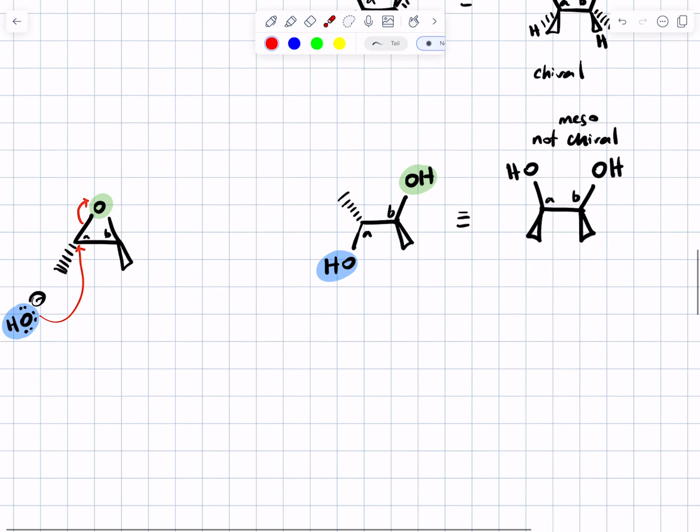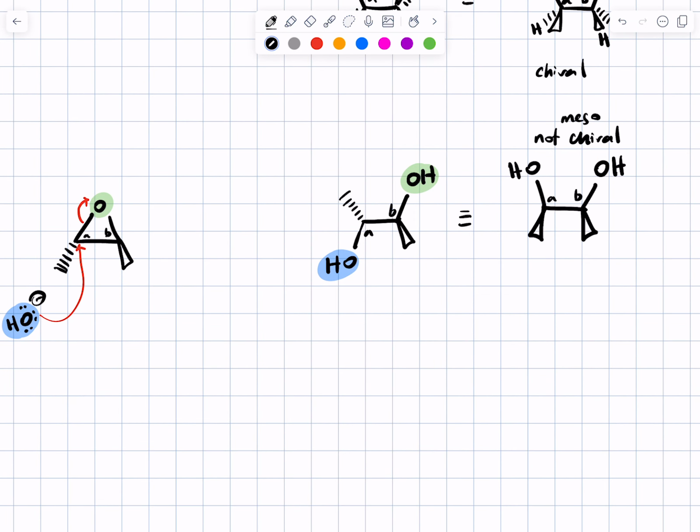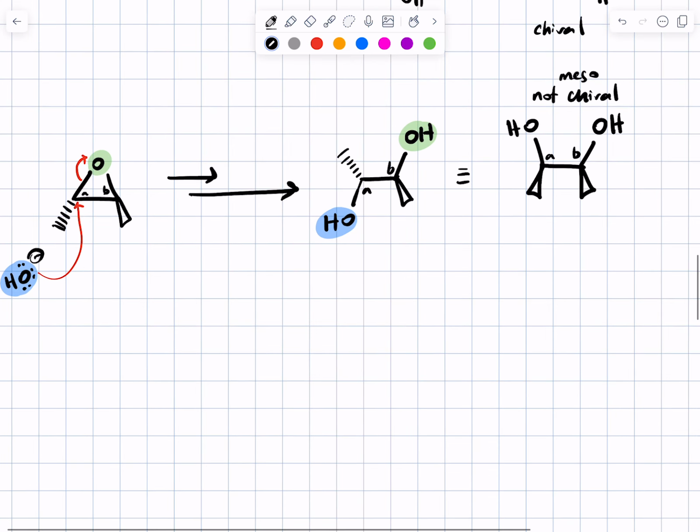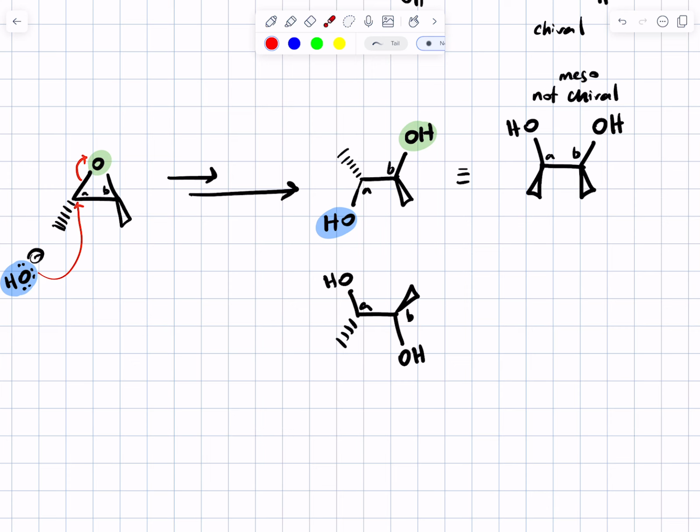So yeah, that's the starting material that we would use to get the meso epoxide. And I'll leave it to you to show that if you attacked at carbon B instead of A, you would get this product. But if you rotate around carbon-carbon bonds, you can see that both of those are the same meso compound.